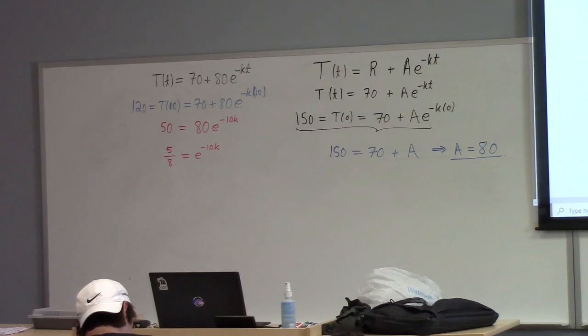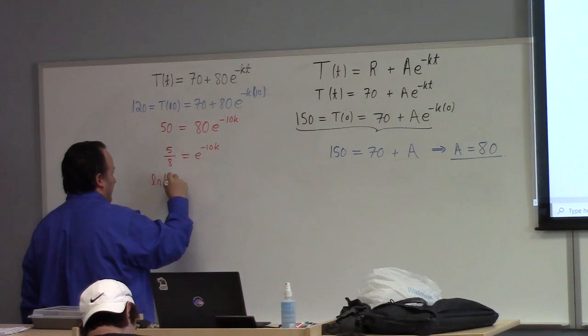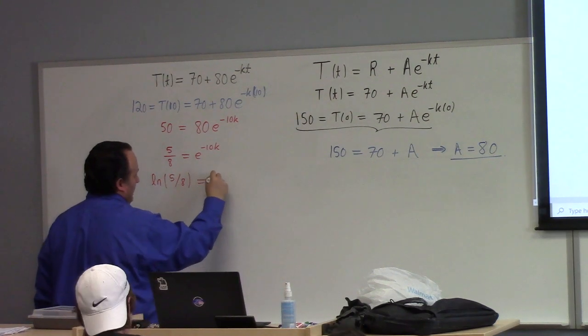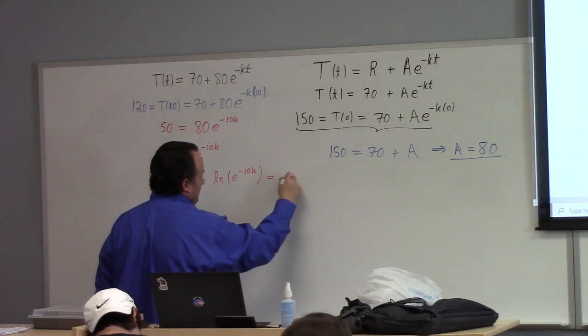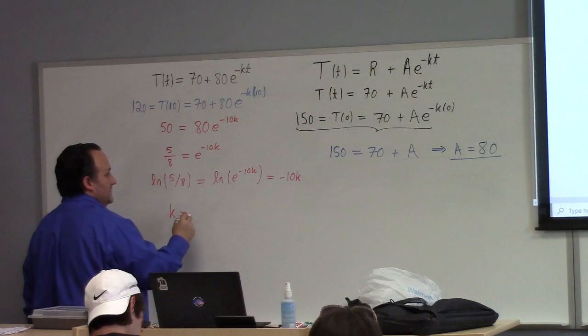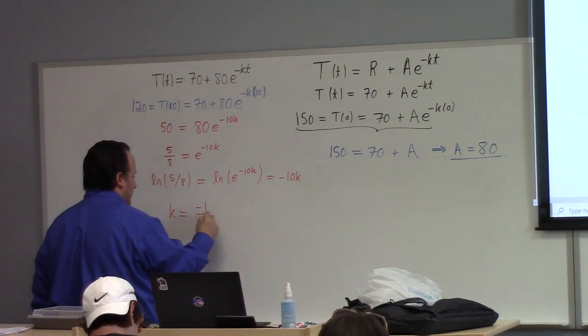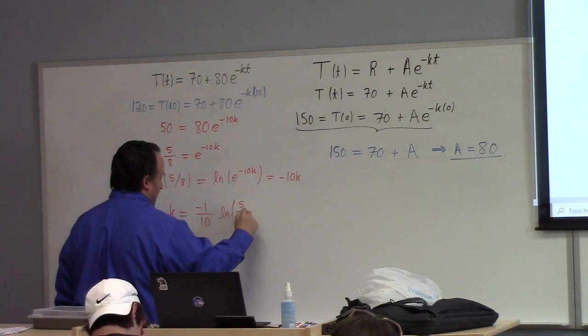Yeah, take the natural log of both sides. What do we get? The natural log of 5/8 is the natural log of e to the minus 10k, also known as minus 10k. So k, apparently, is equal to minus 1 over 10 natural log of 5 over 8. All right, great.